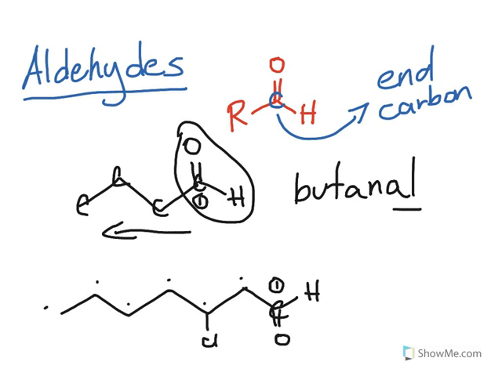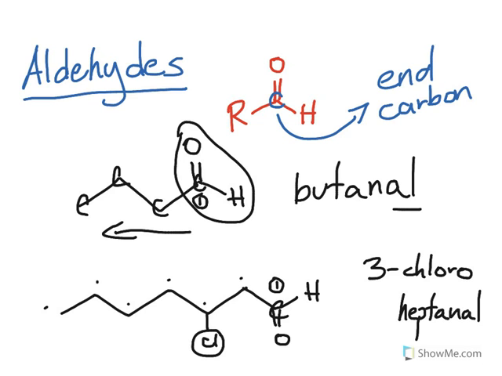So the root name of this, since it's 7 carbons, would be heptanal. And we do have a halide right here on carbon number 3. So this would be 3-chloroheptanal. And that would be the name of that structure.